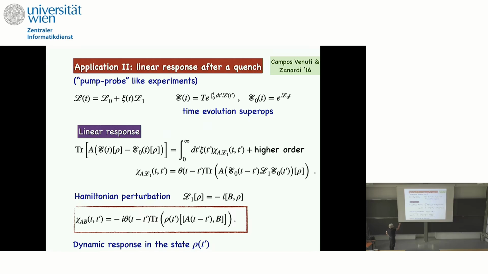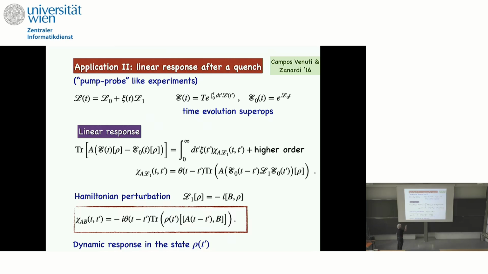So L0 would be Lindbladian time evolution. That's the kind of stuff I've been talking about. Now what you do is you add a very weak time-dependent perturbation on top, because you want to do linear response. And then there are two time evolution superoperators. There is the full one, which is this one here. And there's the one of the unperturbed system. And because we're doing linear response, you want to rewrite the linear response entirely in terms of the unperturbed time evolution.